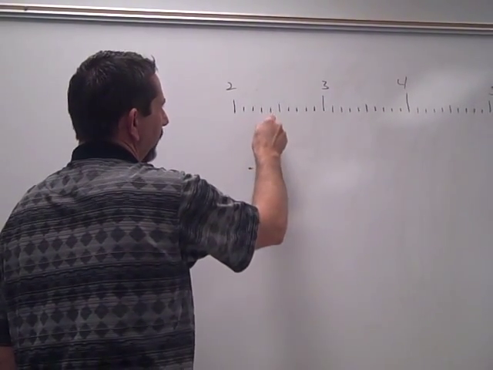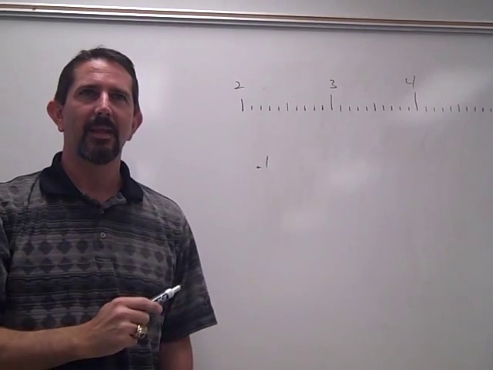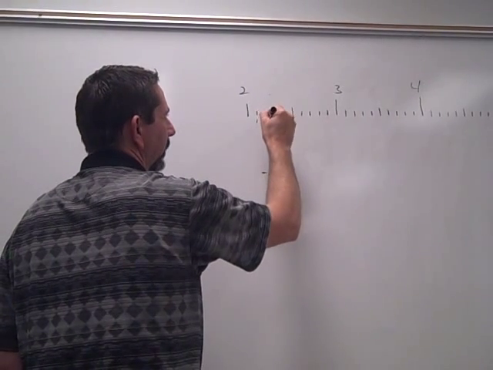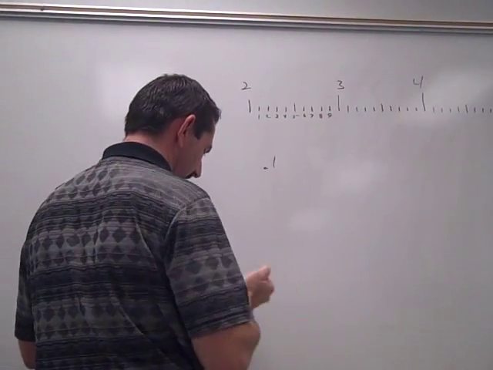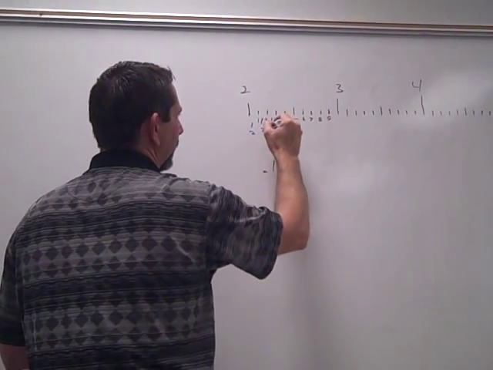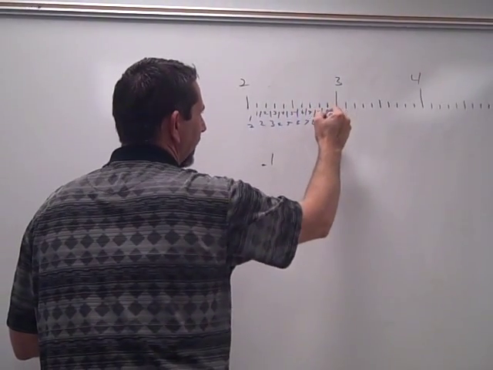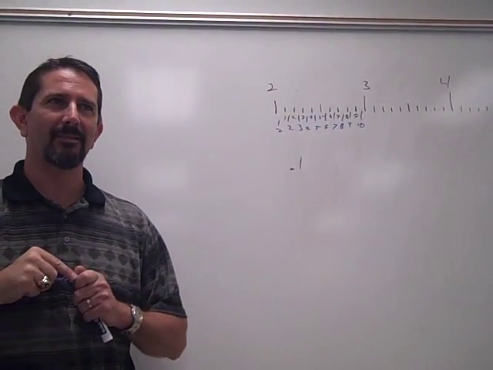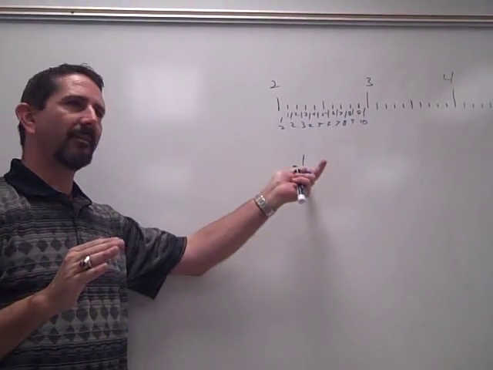1, 2, 3, 4, 5, 6, 7, 8, 9. 9 lines. How many spaces? 1, 2, 3, 4, 5, 6, 7, 8, 9, 10 spaces. 9 lines, 10 spaces. So 10 equal spaces, divide 1 inch into 1/10 of an inch.